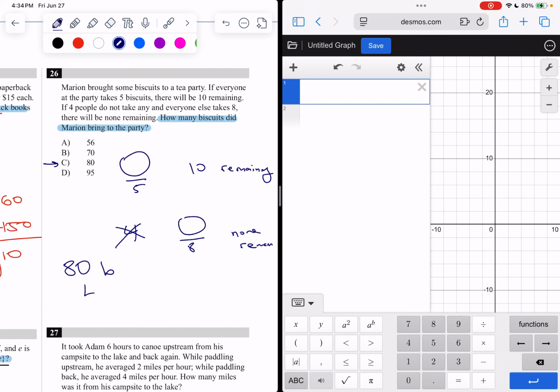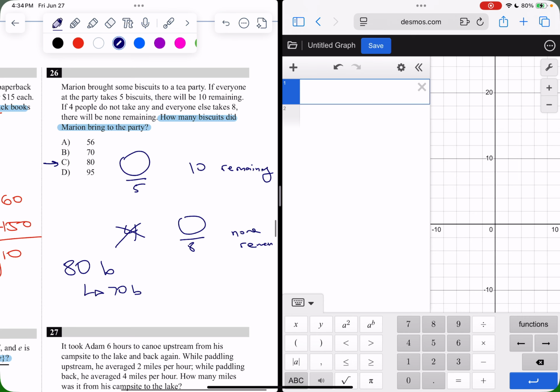Now, if there's 10 remaining, that means 70 biscuits got taken, and they got taken 5 at a time. So they got divided up 5 and 5 and 5 and 5, and guess what? This will give me 14. 14 what? 14 people at the party.